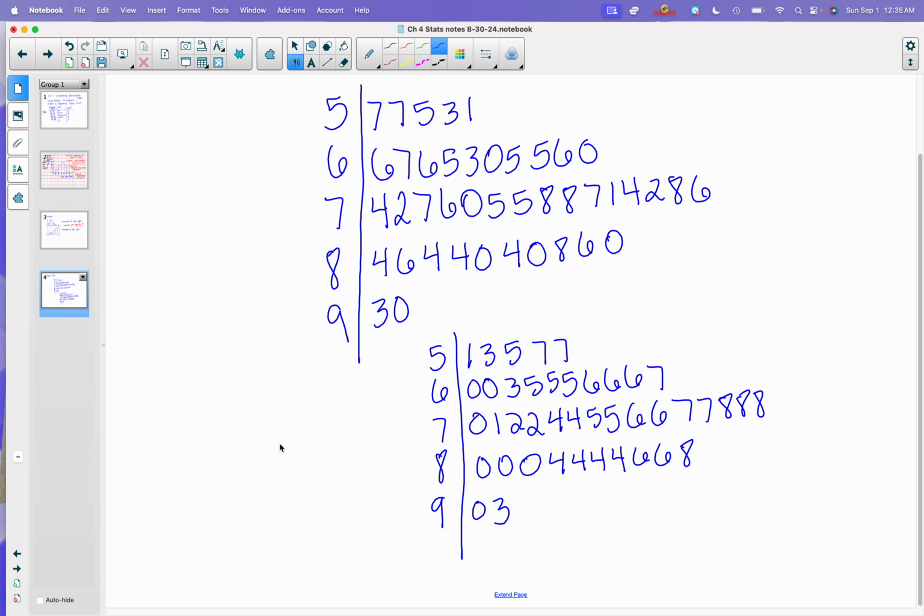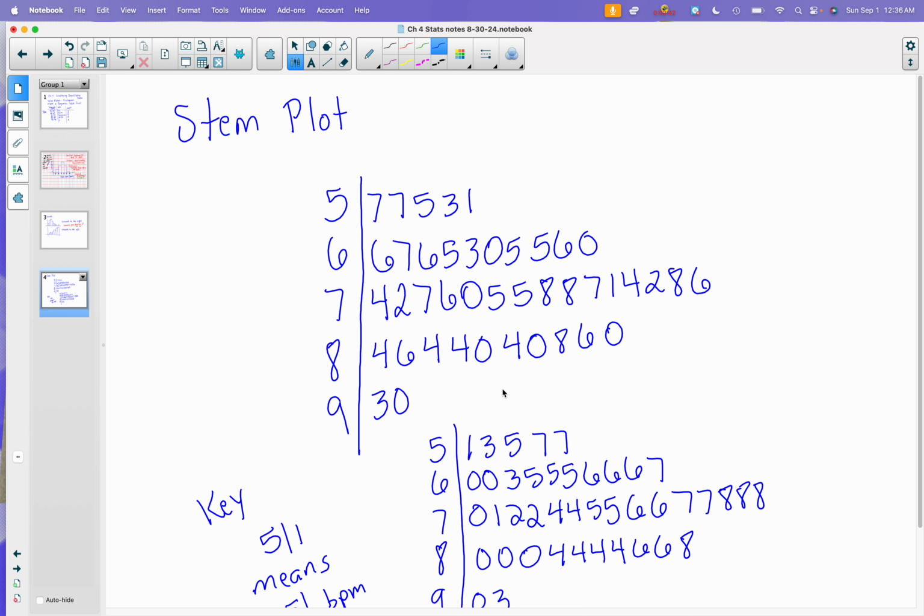And the last thing you would do is include a key that might look something like this. 5-1 means 51 beats per minute. So that's the key. Now that's important to have because sometimes your stem could be the ones place and maybe your data has tenths place. Maybe it's decimal data. So 5/1 could be 5.1 centimeters or something, whatever your data set represented. So this again is a stem plot or sometimes called a stem and leaf plot.